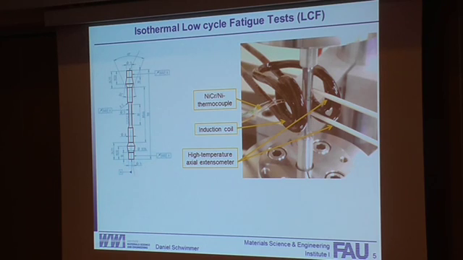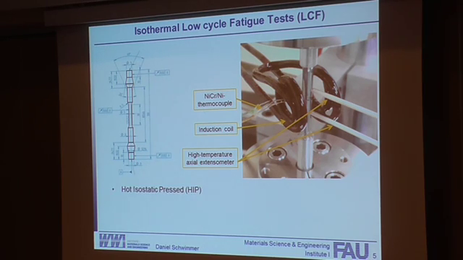So, what kind of setup did we use? We did low cycle fatigue tests in a servohydraulic testing machine, an MTS 810, with this specimen. The specimens are polished in their gauge lengths. The temperature was applied via an induction coil, and the temperature measurement and control was done by a nickel-chromium-nickel thermocouple, and the strain was measured by an axial high temperature extensometer. The tests were strain controlled at a temperature of 250 degrees.